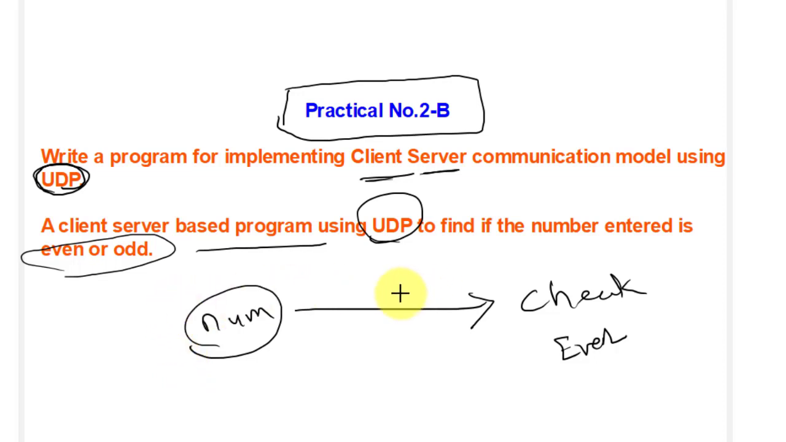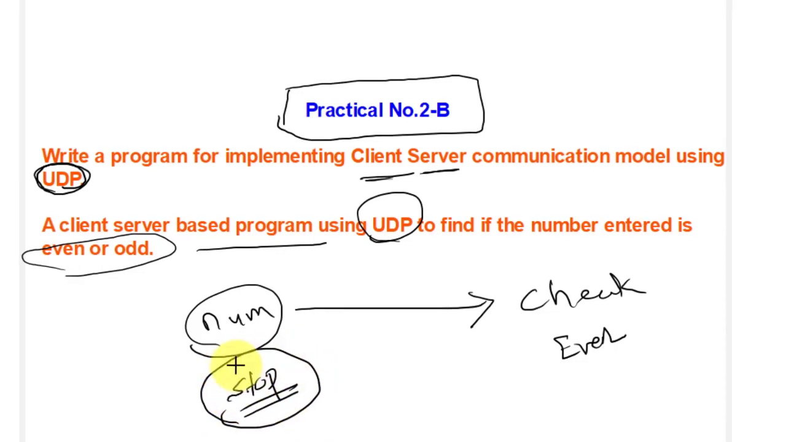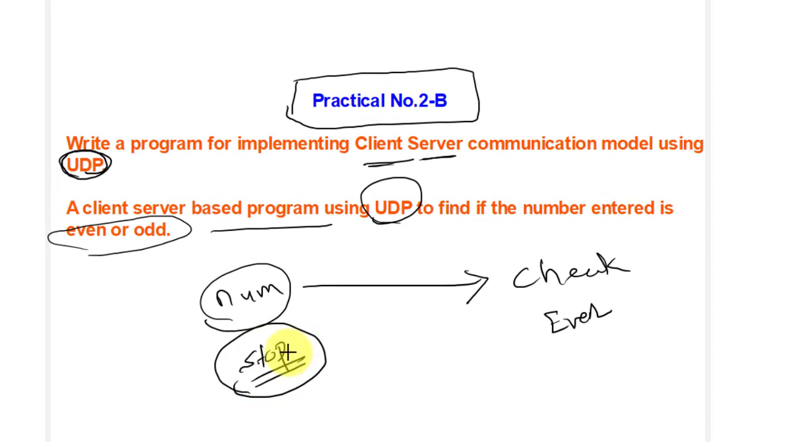That means we will make the server an iterative server. The client will send requests again and again to the server, sending different numbers. The server will check whether each number is even or odd. When the client sends the text stop instead of a number, then after receiving this stop text, the communication between the UDP client and UDP server will stop. That means the program gets terminated.